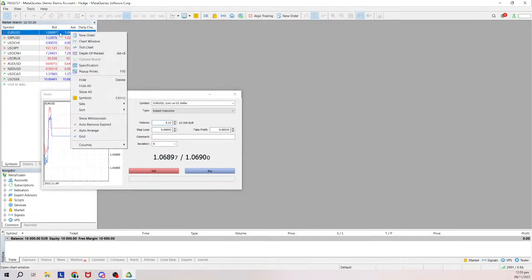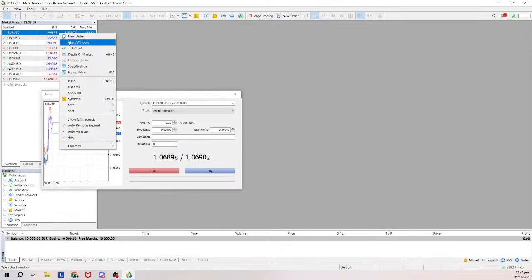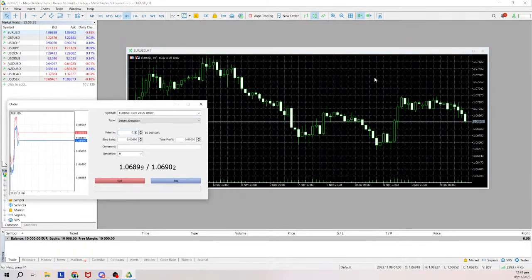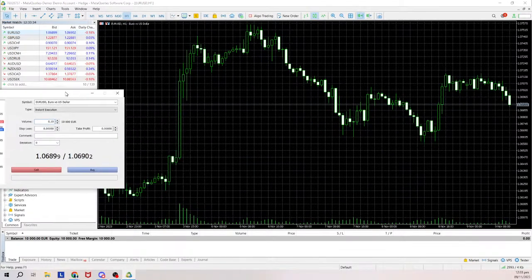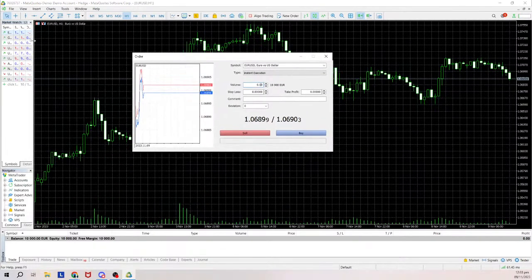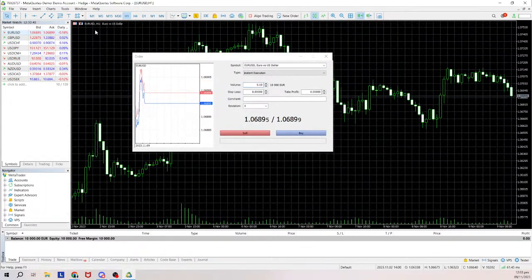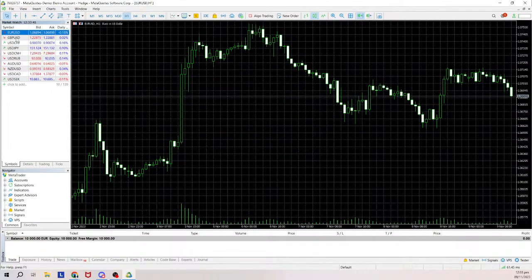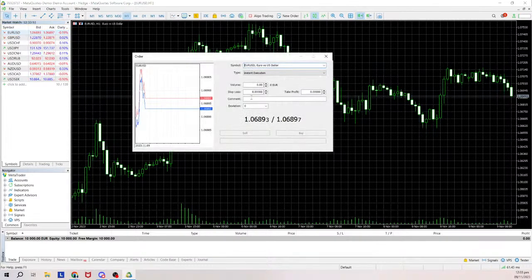If I want to have a look at the chart, I left click on the mouse, click chart window, and we have a chart right here. Fantastic. So here again, say we want to look at the euro dollar. You can double click on it and choose the quantity. The smallest size you can go is 0.01, which is 1,000. Based on your leverage, we can try to explain those, but basically, that's the smallest trade you can go on a forex account.